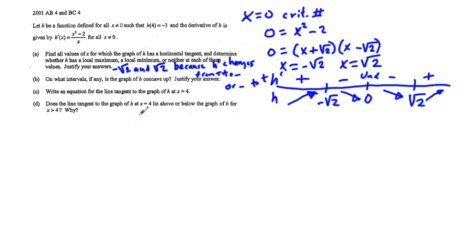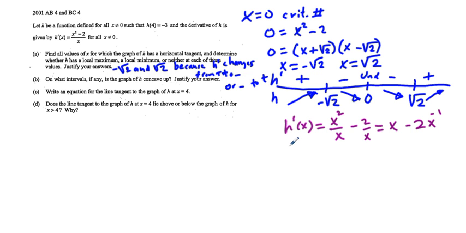Justify your answer. Well, again, we're given h prime. To get concavity, we have to find the rate of change of the rate of change. So we're going to find the rate of change of the rate of change by taking this h prime of x, and we're going to rewrite this so we can differentiate easier. We're going to have x squared over x minus 2 over x, which equals x minus 2x to the negative 1 power.